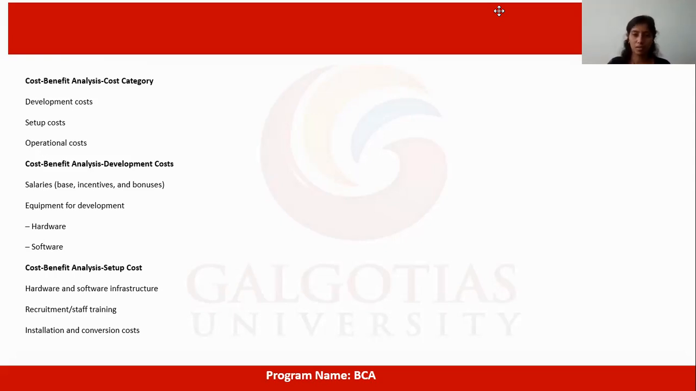Setup cost, operational cost. Setup cost is nothing but we cannot just start working on a project in an open field or something. We need to set up an infrastructure. We need resources. We need certain tools. We need certain software, and we also need some human resources. We need various setup in order to start making this project.